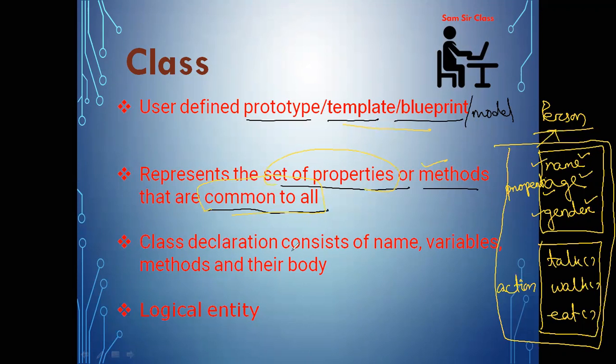Clear? So a class declaration consists of the name, variables, methods, and their body. Okay, we'll see it through an example. And whatever we have discussed till now, the person is nothing but a logical entity, because we are only thinking that if there is a person, then it will have an age, a name, and a gender, and it can talk, it can walk, it can eat. Okay.